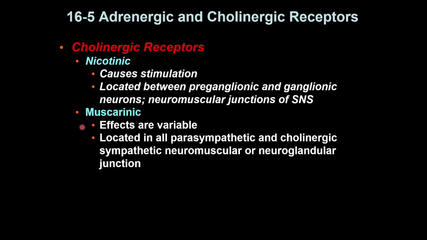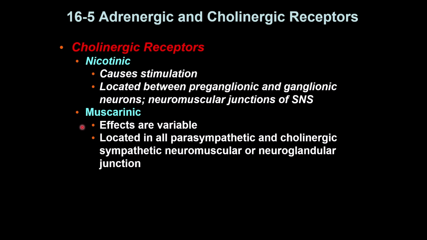Muscarinic is a little bit different, sometimes excitatory, sometimes inhibitory, and the muscarinic is seen in the tissues that are supplied by the parasympathetic nervous system. All of the tissues supplied by the parasympathetic nervous system, and some in the sympathetic nervous system, release acetylcholine. That is the exception in the sympathetic system, where the majority release norepinephrine, but only some release acetylcholine.